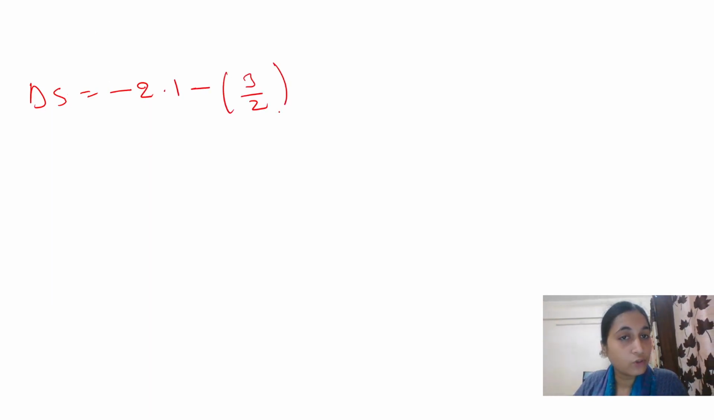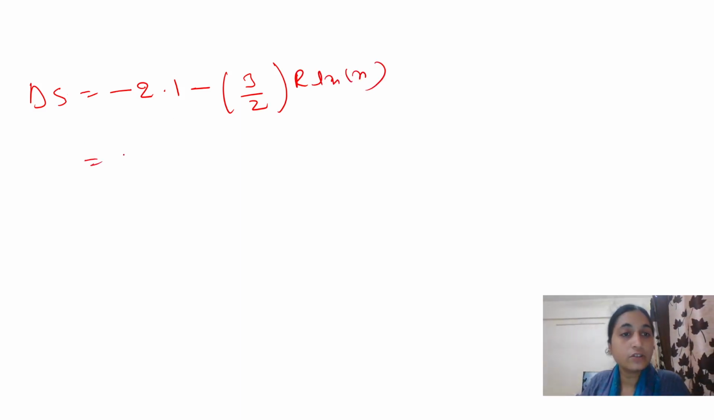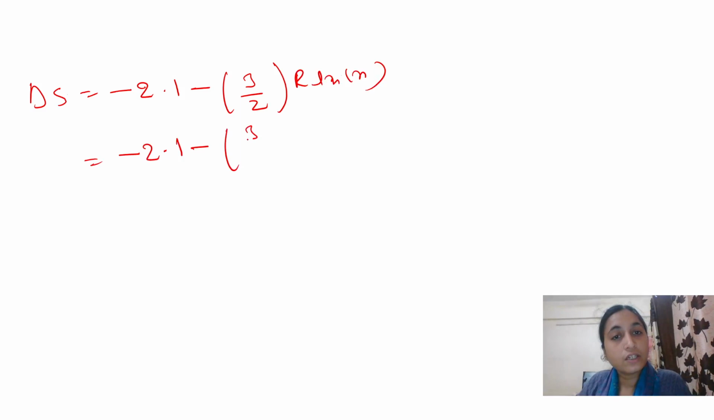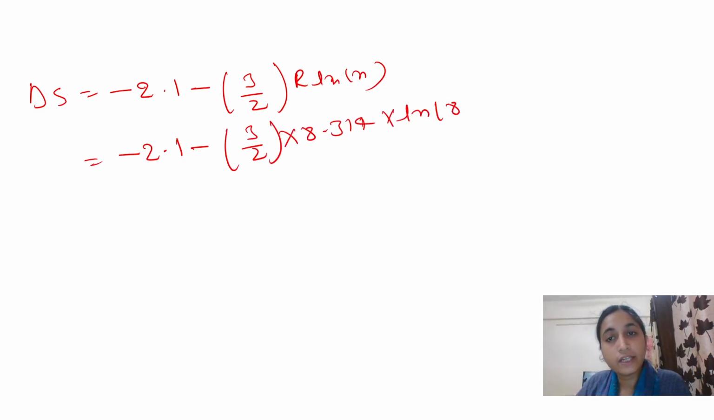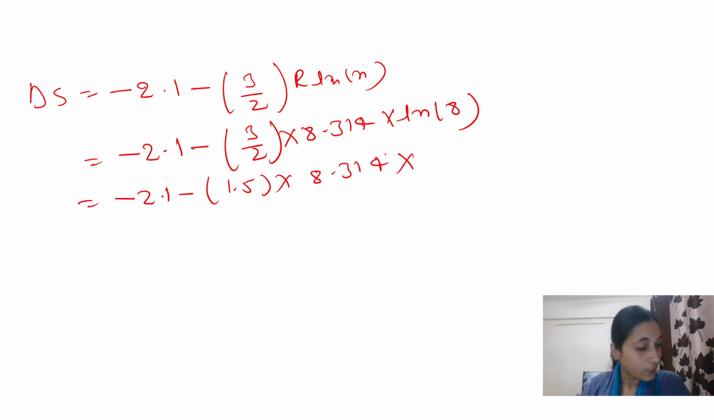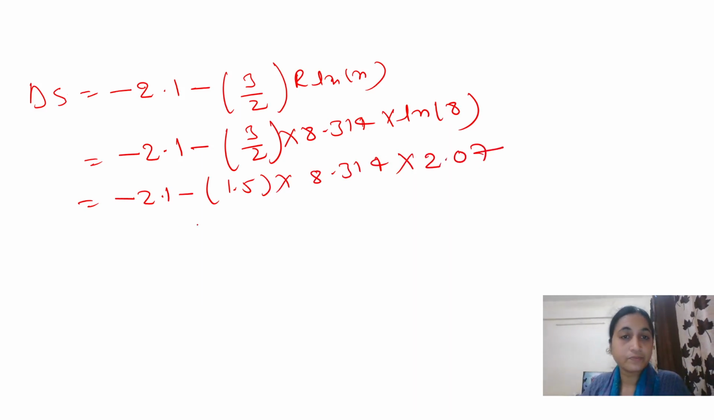What is there? Del S equal to minus 2.1 minus 3 upon 2 R ln n. This is the formula, right? So 3 upon 2, 8.314 into ln 8. So this will be minus 2.1 minus 1.5 into 8.314 into ln 8, and ln 8 value will come 2.07, and this will be equal to minus 27.91.